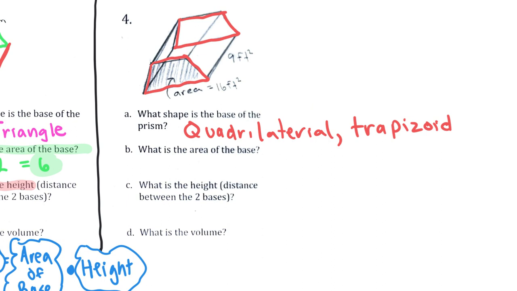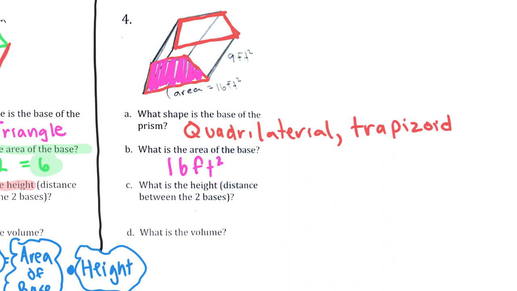A quadrilateral just means any shape with 4 sides. A trapezoid means the top and the bottom are parallel, even though the sides are not. So that's the first part, that the base of our prism is a quadrilateral. The next part here is the area of our base. And they tell us this. They give us the area of our base is 16 feet squared.